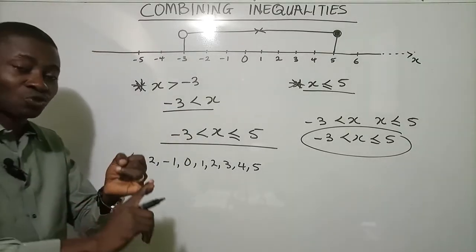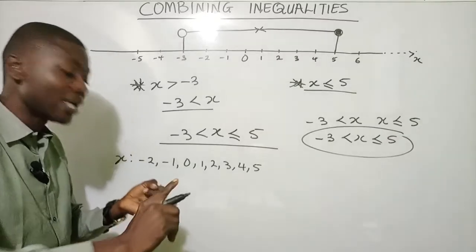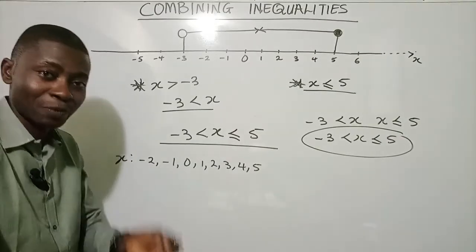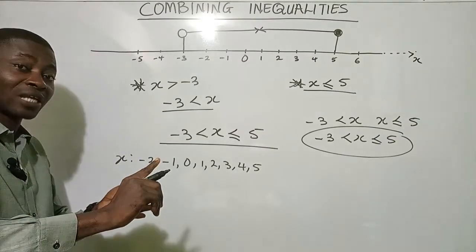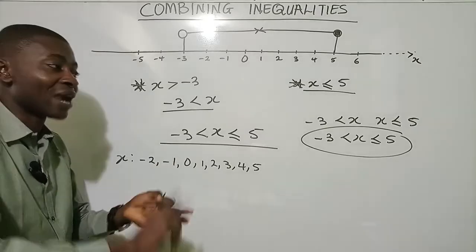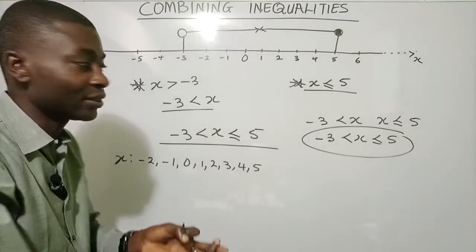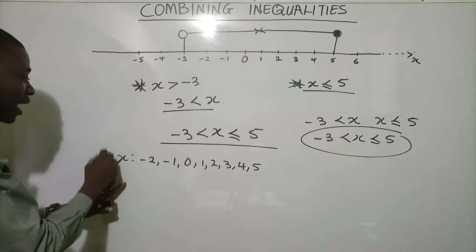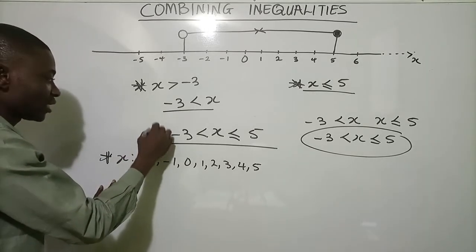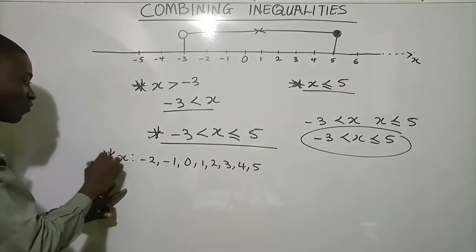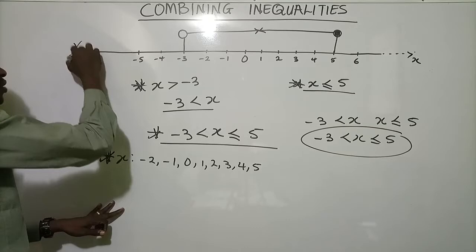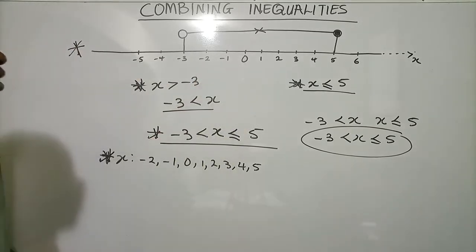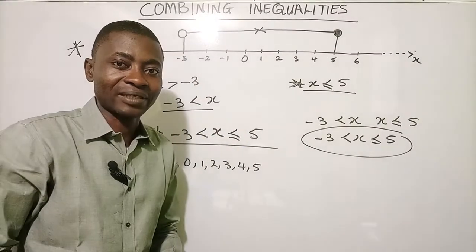So the first job there is to combine the inequality. The second job there is to express it on the number line. The third question under it will be to write out the possible integers for the value of x. That's exactly what we have done here. This is the inequality, combining them. This is the possible values of x. And what you are seeing here is how to express them on a number line.